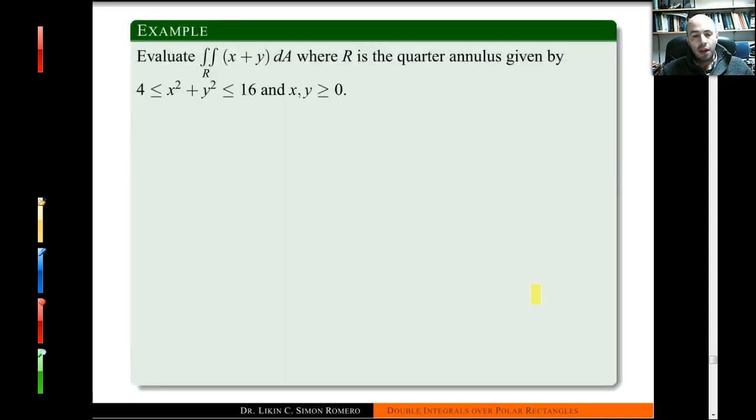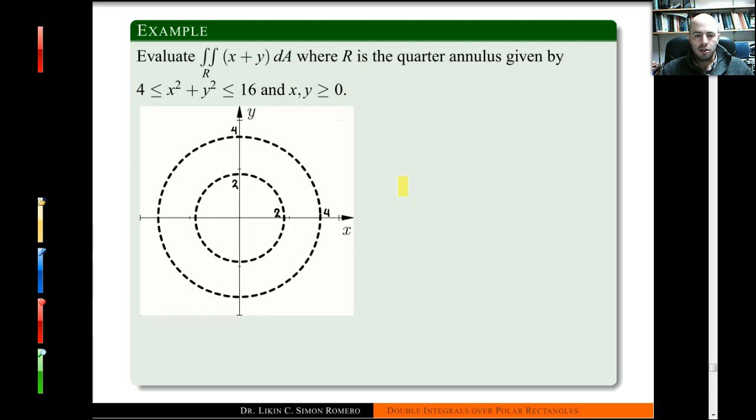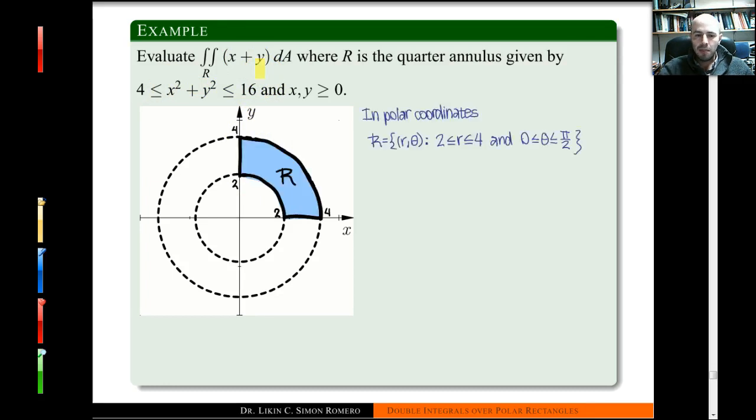Let me give you an example. Suppose that I want to evaluate this double integral. The region is the quarter annulus given by this equation, and x and y greater or equal than 0. So we have two circles, one centered at 0 of radius 2, and the other the circle of radius 4. Then you are just considering the region that is in between those two circles, but only in the first quadrant. So in polar coordinates, this is the way that this rectangle looks.